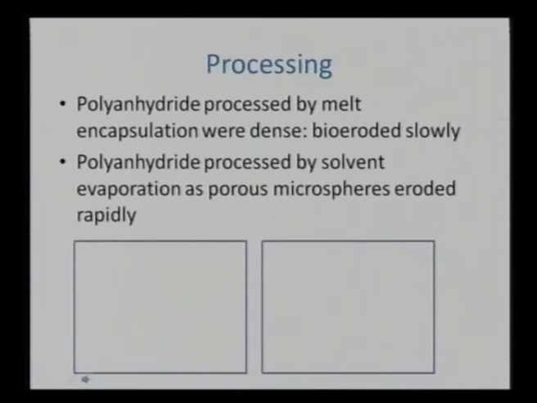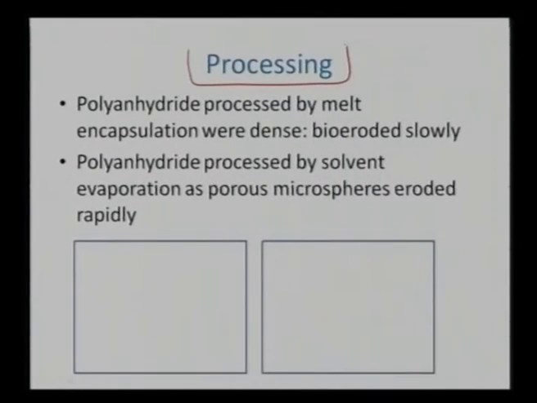And apart from that, this enzymatic action or the overall nature of the morphology, processing also is very, very critical, because processing is the one which can dictate or change the overall structure or the morphology of the processed polymer. So in certain cases, like when we have polyanhydride which has been processed by melt encapsulation, it was very, very dense, so it is eroding very, very slowly.